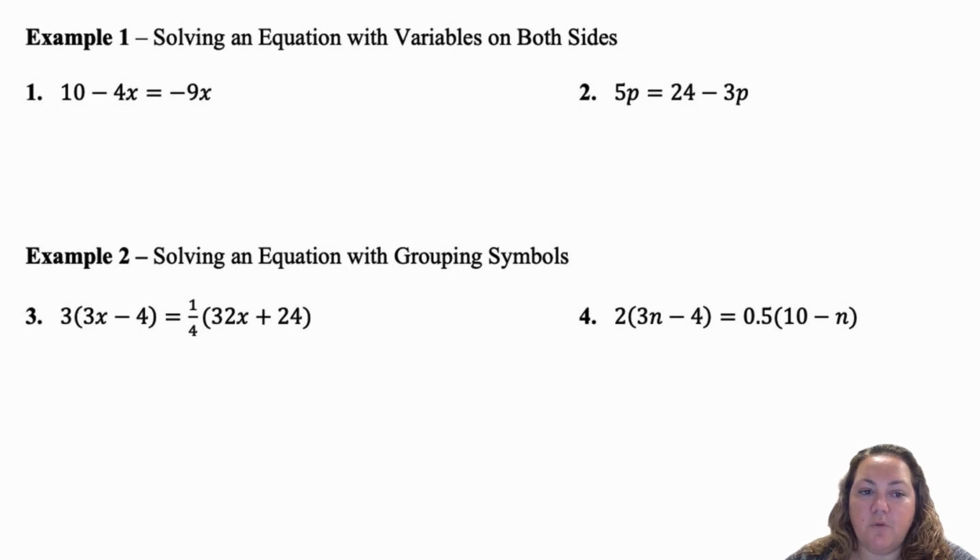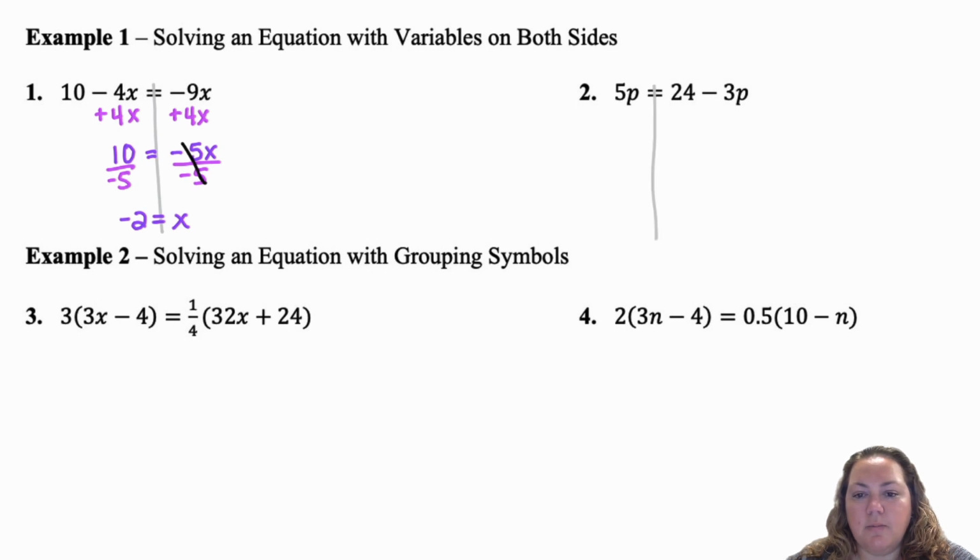I have 10 minus 4x equals negative 9x. I'm going to draw my line down the equal sign. If you notice, I have an x term on the left side of the equal sign and an x term on the right side of the equal sign. So I'm going to try to get the x terms to one side. I'm going to move the minus 4x to the other side by adding 4x on both sides. And then I'm left with 10 equals negative 5x. Now I can solve for x by dividing both sides by negative 5. And I get x equals negative 2.